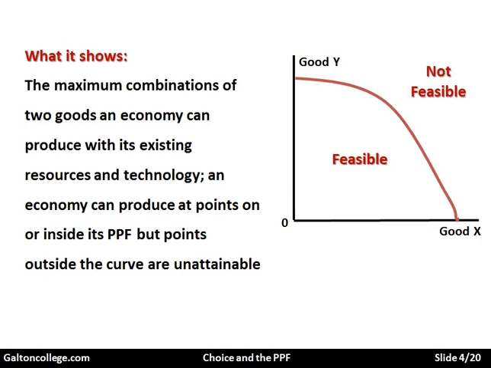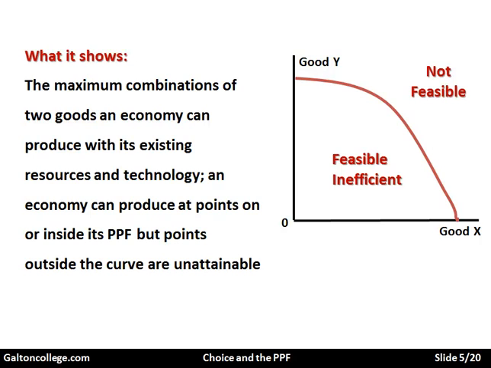So we have, in a sense, a feasible region, a feasible production region. The country can produce anywhere within that feasible region. It's possible. And outside is not feasible. Can't be done. Doesn't have the resources to do this.